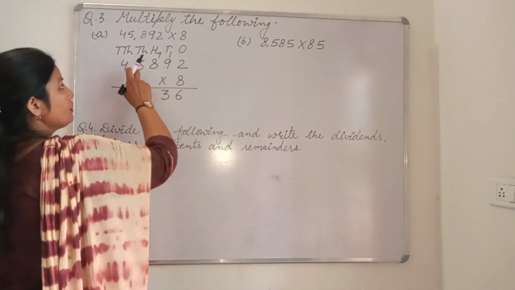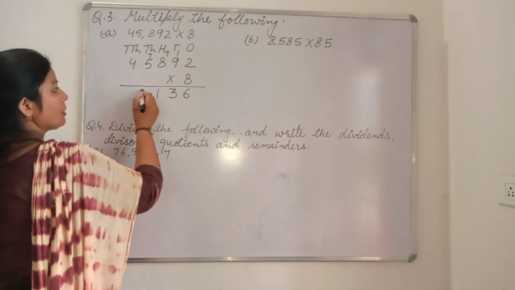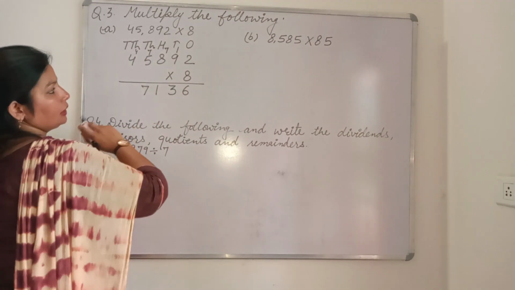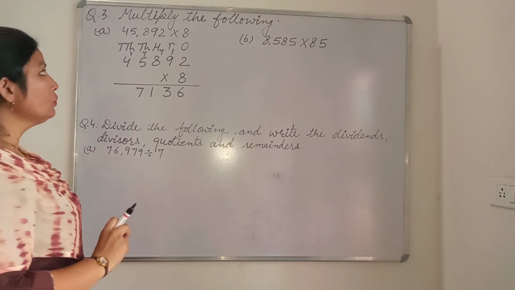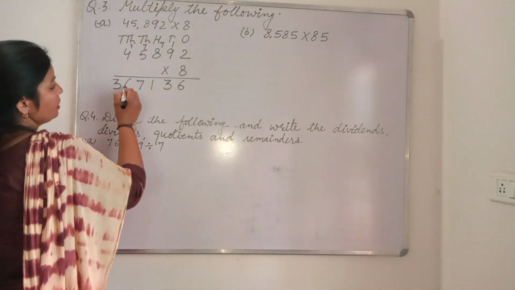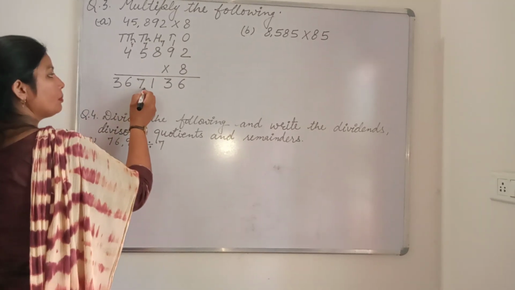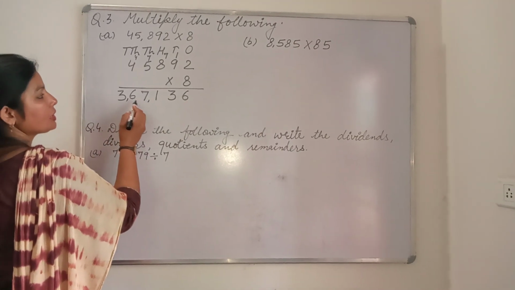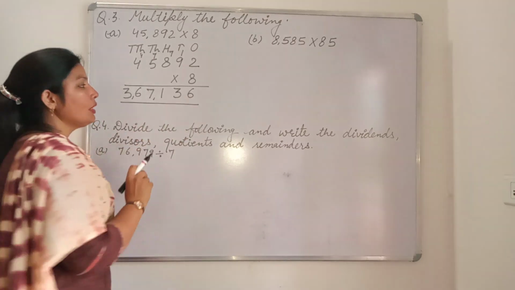Now 8 fives are 40. 40 plus 7, 47. So we write here 7 and 4 goes carry. Now 8 fours are 32. 32 plus 4, 36. So now what's your answer? Again we should put commas to separate the periods. So here is the answer: 3,67,136. That's your answer.